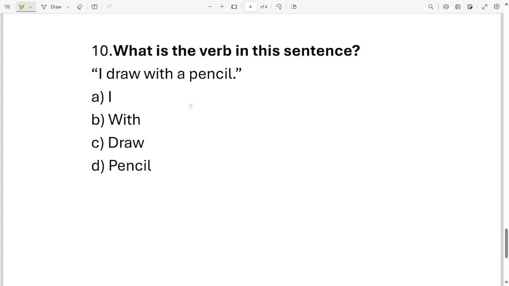Okay. Question number 10. What is the verb in this sentence? I draw with a pencil. You have to identify the verb in this sentence. Here are your options: I, with, draw, pencil. Can you identify the verb in this sentence? It is option C, draw.